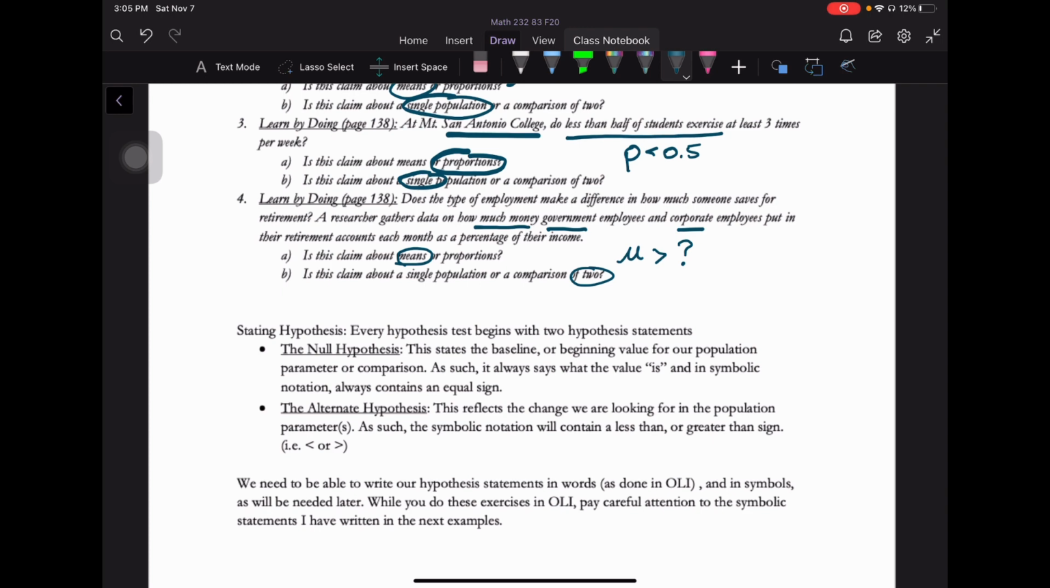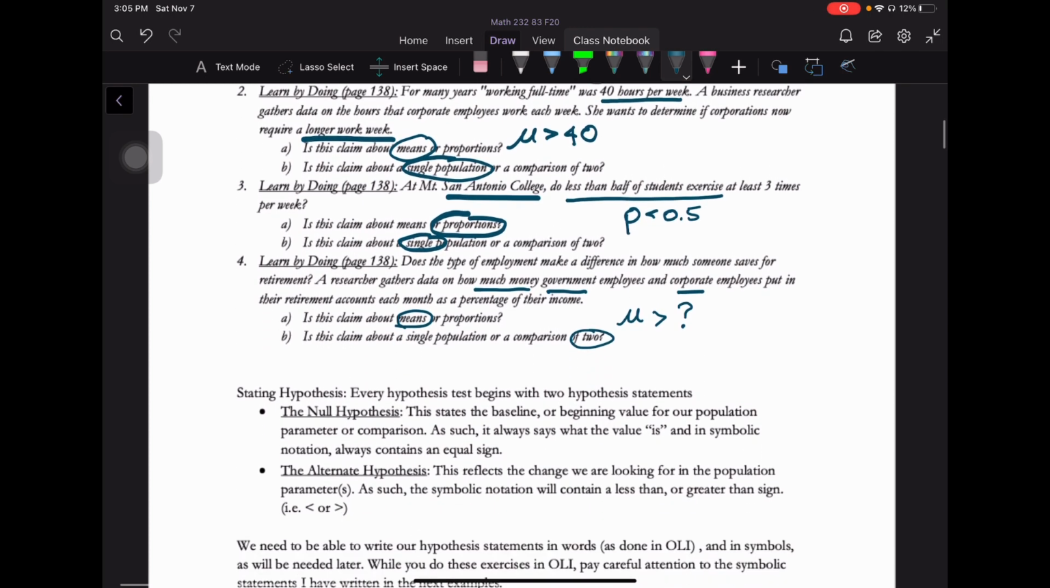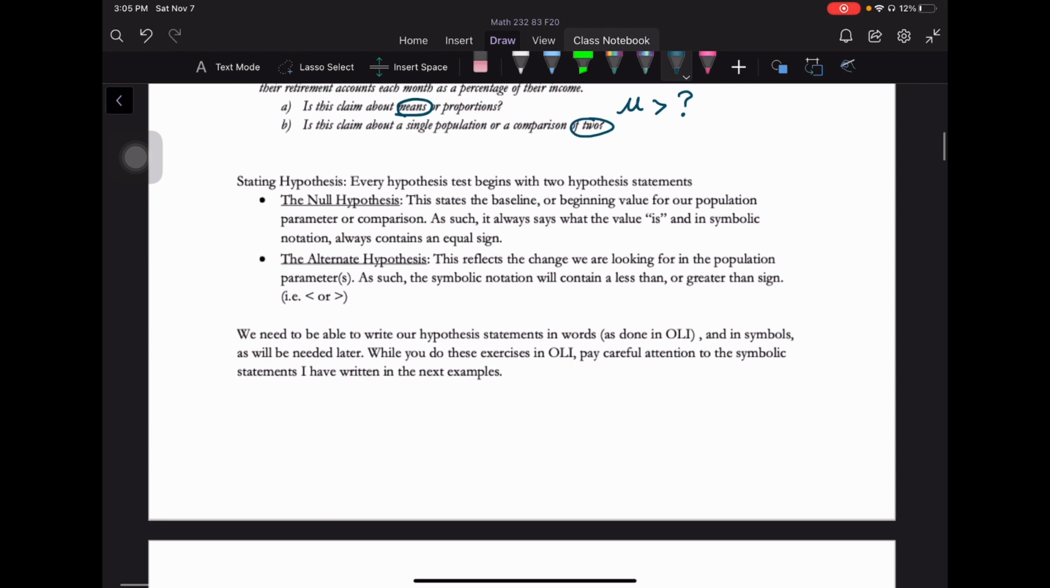Now notice that in the previous 3 problems, I was writing either P or mu, and that's because we're looking at our null and our alternative hypothesis. Our null hypothesis, which we write as H0, is always a statement of the parameter equal to some value. And the parameter is either going to be P or it's going to be mu. So P is equal to a value or mu is equal to a value.